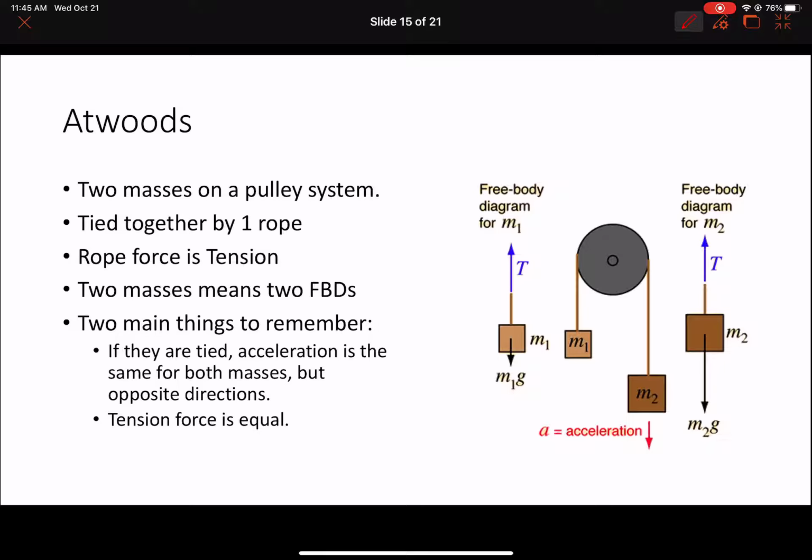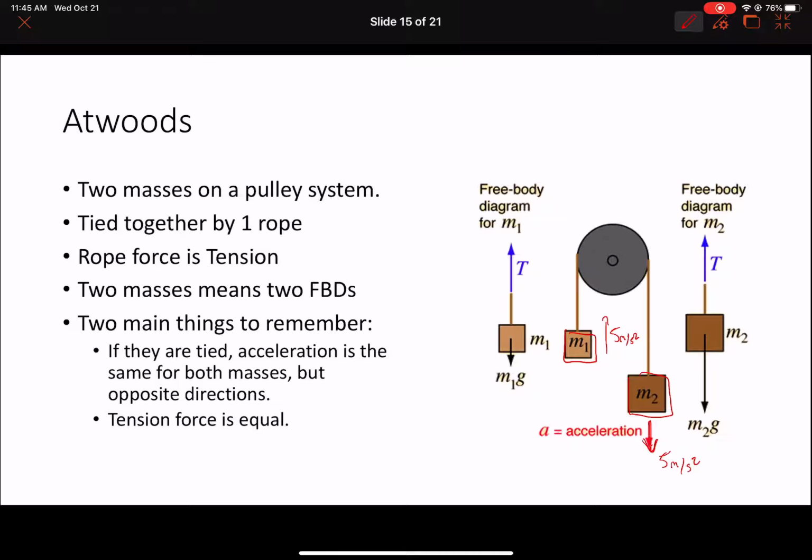And one of the main things to remember while we do these Atwoods is that they're tied. And so if this mass is lighter and this mass is bigger, that means the acceleration is down like it is in the picture. But it means that they have the same acceleration, just opposite directions. So if this accelerates at 5 meters per second squared down, this has got to accelerate at 5 meters per second squared up, right? Because they're tied together. They're going to move together.